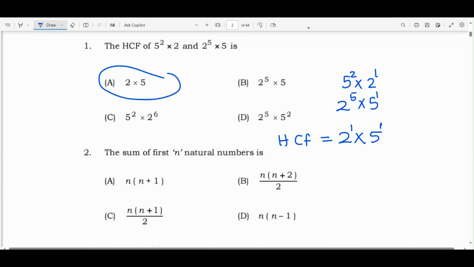The next one is the sum of the first n natural numbers. What is the formula for the sum of n natural numbers? It is always n into n plus 1 by 2.